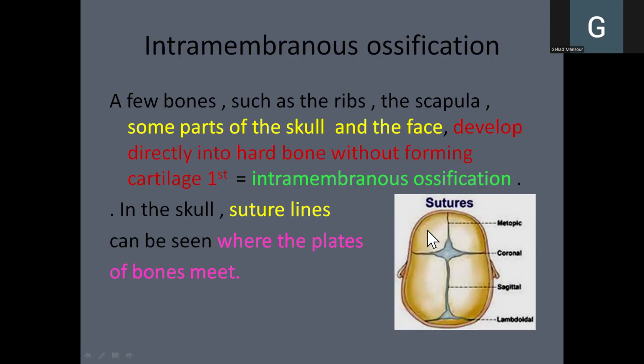And you can see that the vault of the skull, or the upper curved part of the skull, contains here 4 bones of the skull, and they fuse together through joints called sutures. And in the skull, the suture lines can be seen where the different plates of the skull appear, and they are joined together. The process of intramembranous ossification will be explained in detail in the second video.